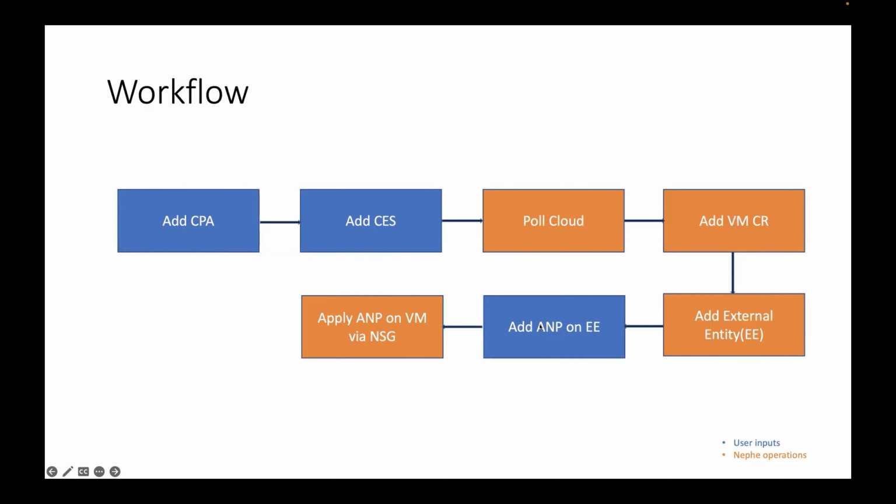What we expect from the user is, instead of using the virtual machine, they use this external entity and apply the Antrea network policy on the external entity. Once this Antrea network policy is applied on the external entity, which is created by Nephi, the Antrea controller sends this internal Antrea network policy to the Nephi controller, and then the Nephi controller applies this policy on the public cloud virtual machine via a network security group like NSG. So this is the overall flow.